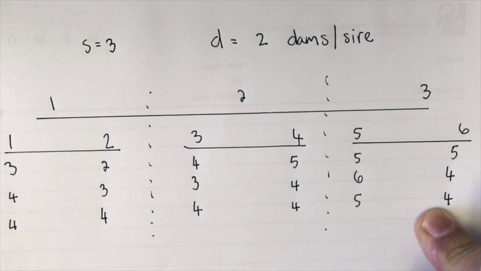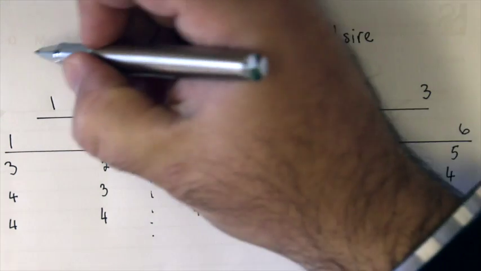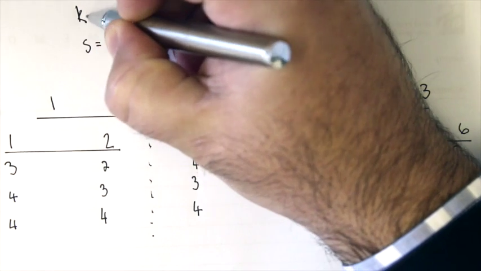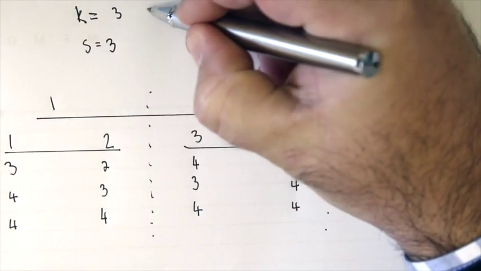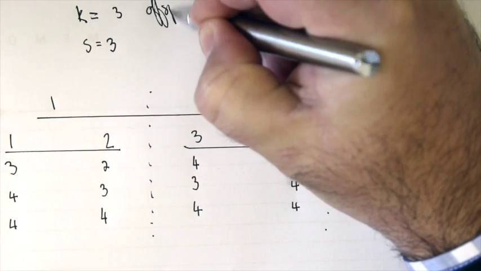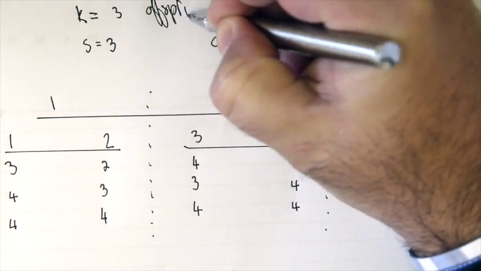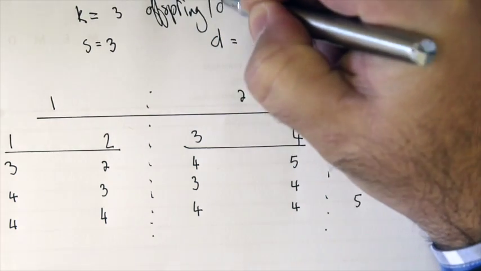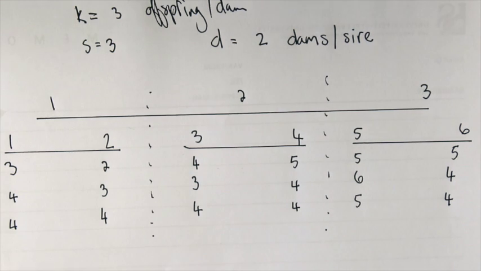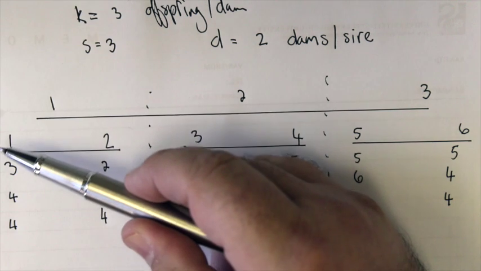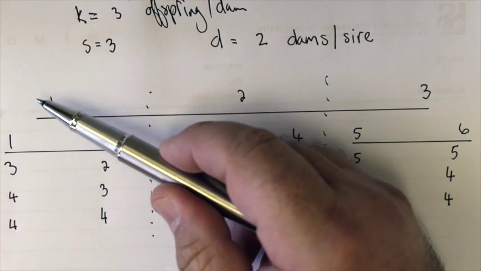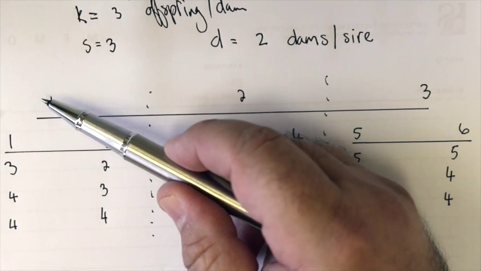Now K is our offspring per dam. And we can clearly see that that is 3. 1, 2, 3 individuals per dam per sire.